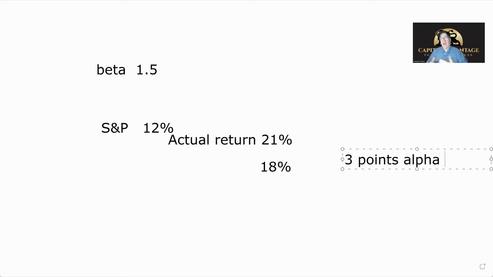And then alpha is how much you did better than you're expected. So easy. Now, if we actually did 17%, that would be negative alpha of 1 point. Not so hard. Let's see if I can find a question that'll help.